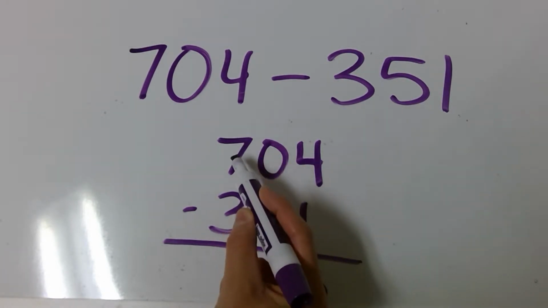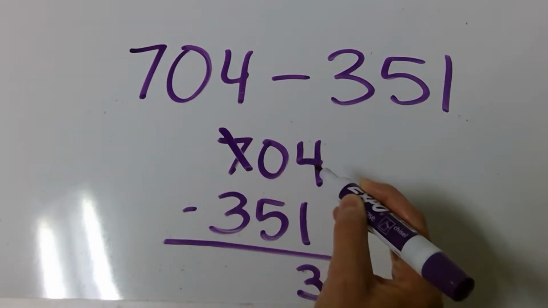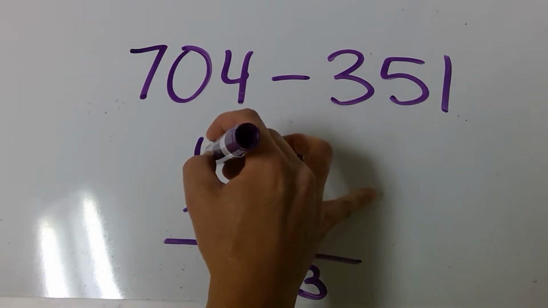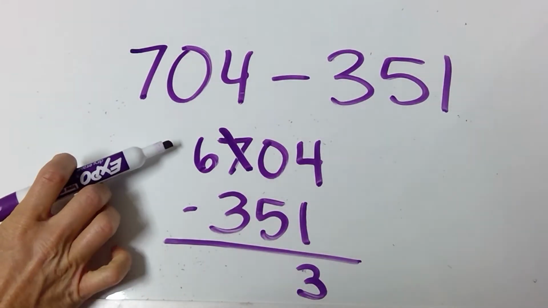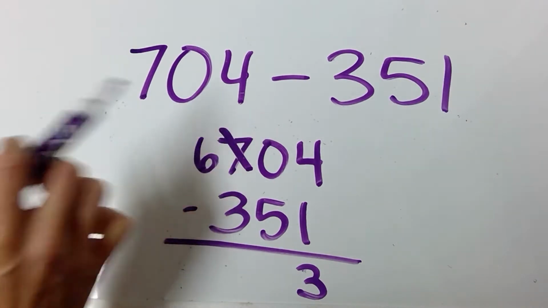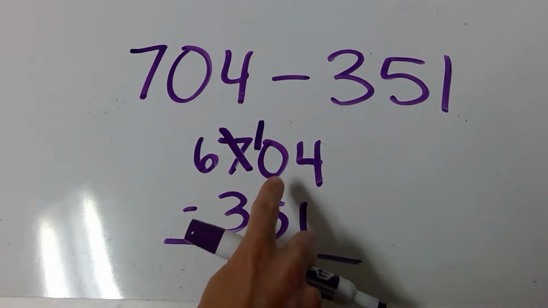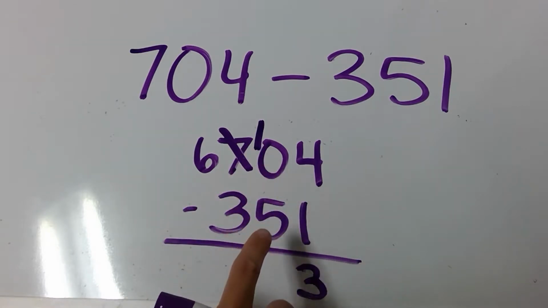That means I'm going to borrow from this 7. I'm going to take 1 from the 7. If I take 1 from 7, it now becomes 6. And that 1 that I just took, sorry, I'm blocking with my hand. That 1 that I just took from the 7 is going to make this, instead of a 0, a 10. So now I'm not dealing with 0 anymore. Now it's 10. So now I can do 10 minus 5.